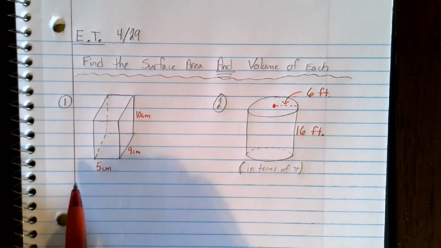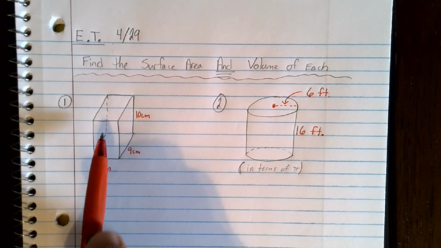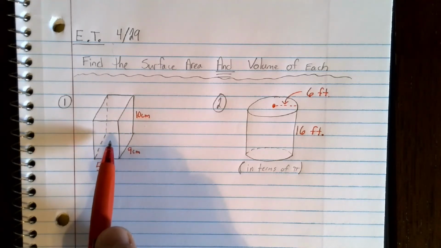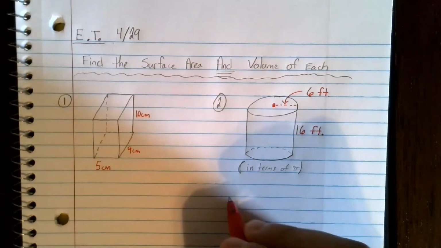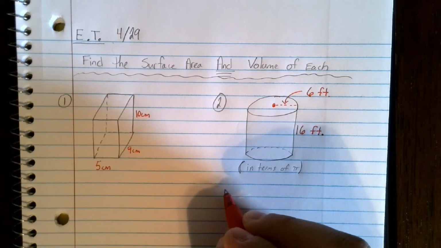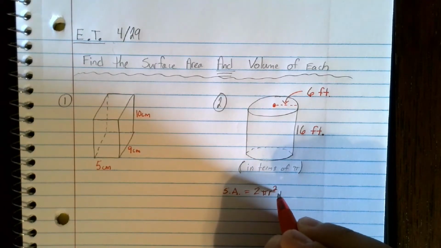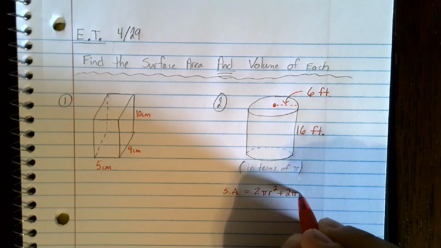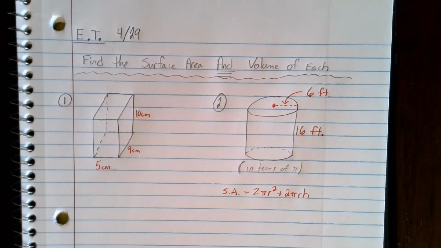There are formulas for surface area, and there are formulas for volume. The surface area of a prism, the best way I've taught you to do that one is to just find the area of all the faces and then add them up. That's what I would suggest for number one. But for a cylinder, the surface area formula, I'll save you from looking it up: the surface area of a cylinder is 2 pi r squared plus 2 pi r h.